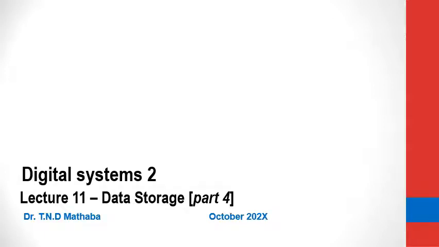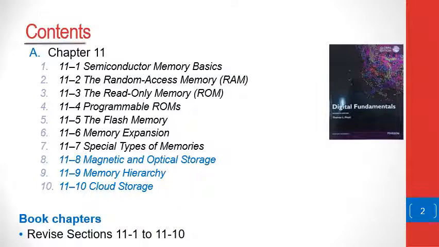So in part 4 of the data storage, we continue to discuss other types of storage media. The first type, we are going to focus on magnetic and optical storage. We will look at memory hierarchy and then conclude by looking at cloud storage. That is sections 8, 9, and 10 of the chapter.